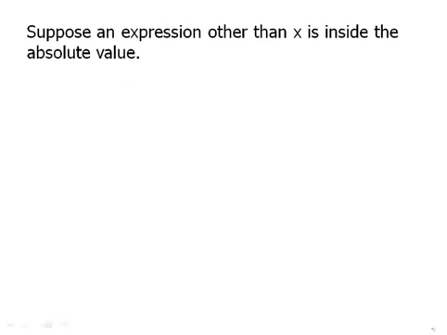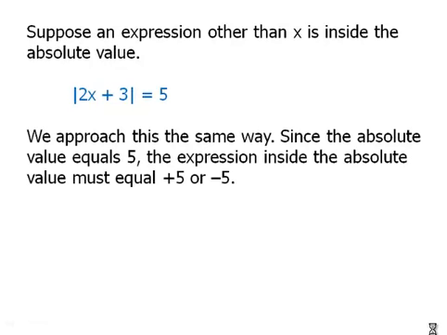Suppose an expression other than x is inside the absolute value. So for example, the absolute value of the quantity 2x plus 3, and all that's going to equal 5. Well, of course, if that whole expression has an absolute value of 5, then there's only two possibilities for it. Either the expression inside equals 5 or it equals negative 5. So it's very much the same approach. We're going to set that expression equal to 5 and set it equal to negative 5. And of course, this is connected by the word or.